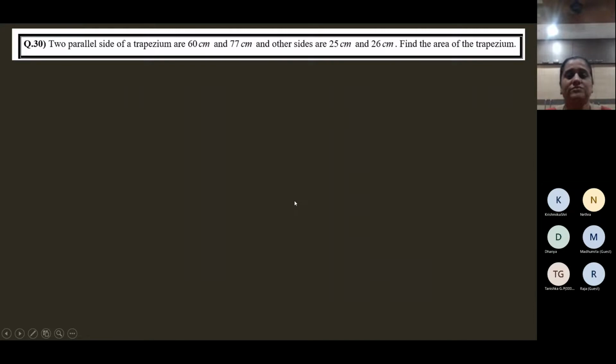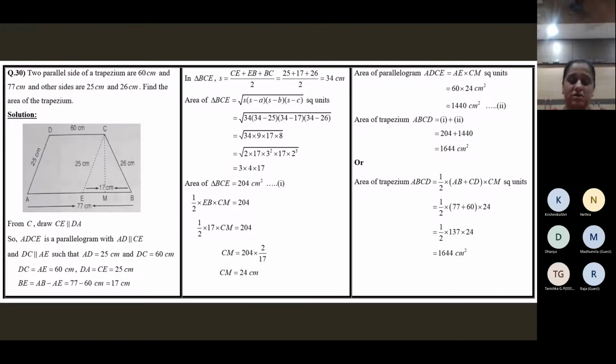Now look at this question. Two parallel sides of a trapezium are 60 centimeters and 77 centimeters, and the other sides are 25 centimeters and 26 centimeters. Find the area of the trapezium.